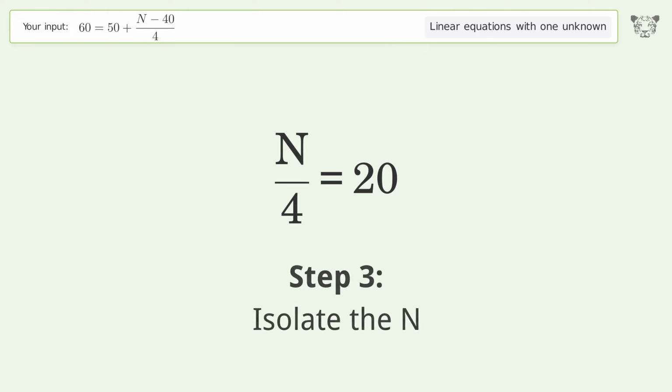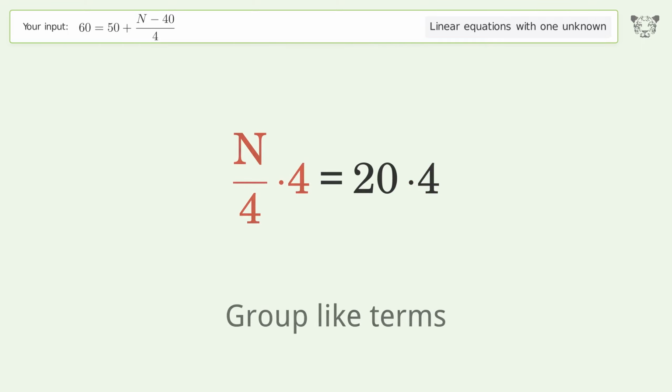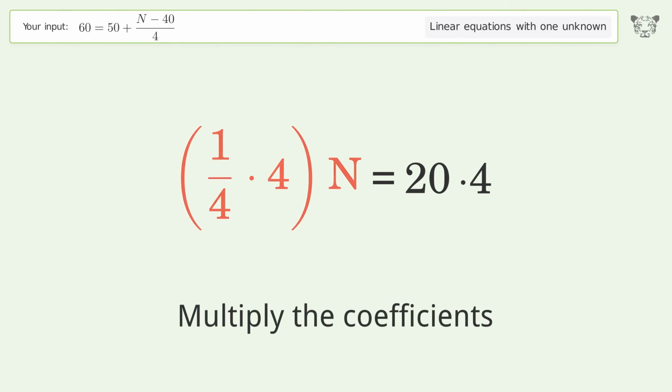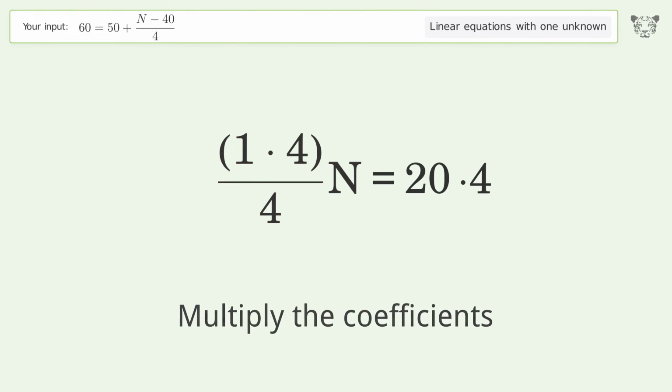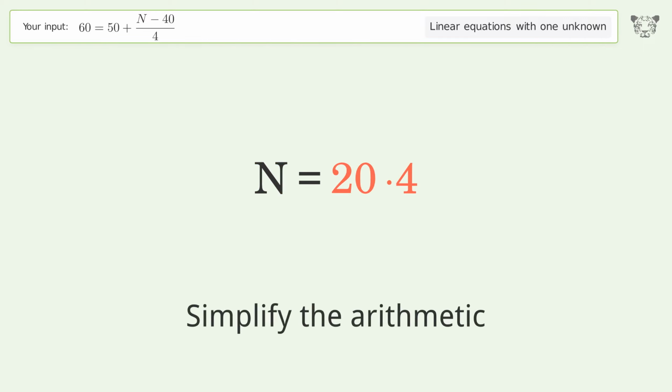Isolate the n. Multiply both sides by 4. Group like terms. Multiply the coefficients. Simplify the fraction. Simplify the arithmetic.